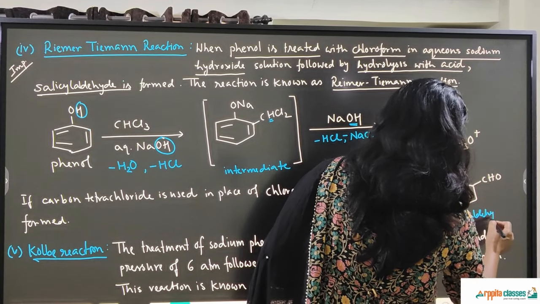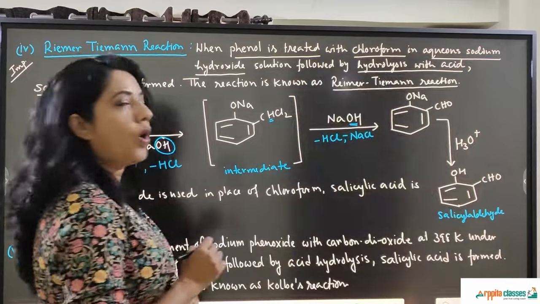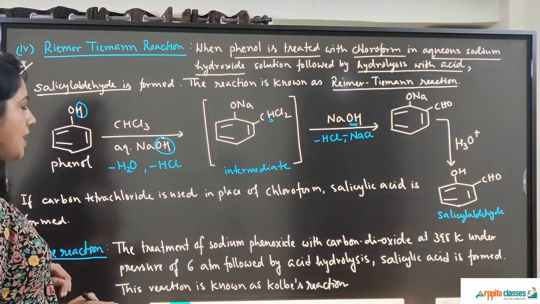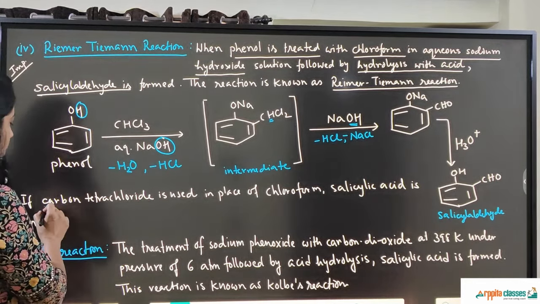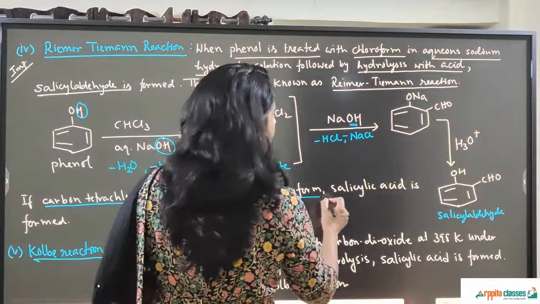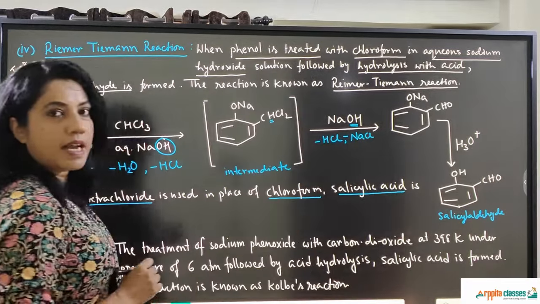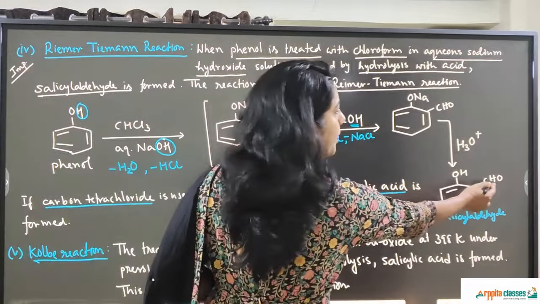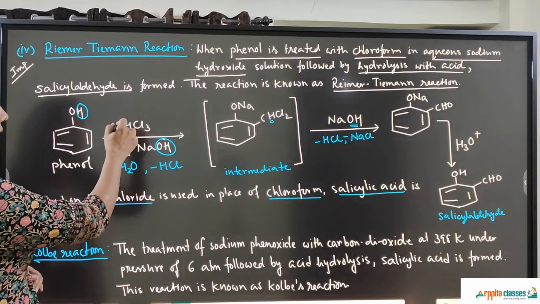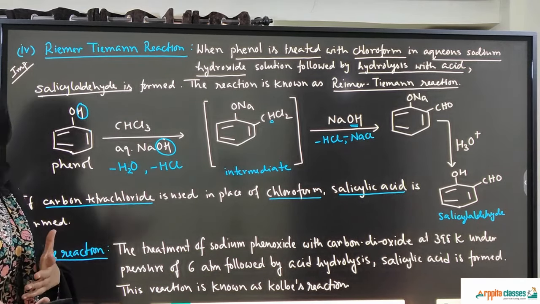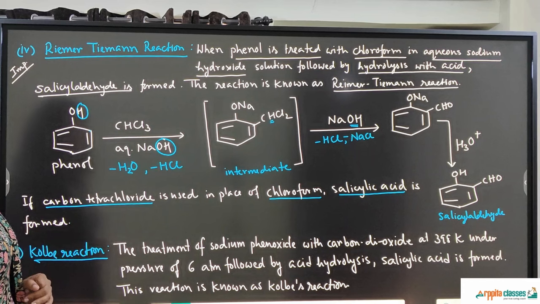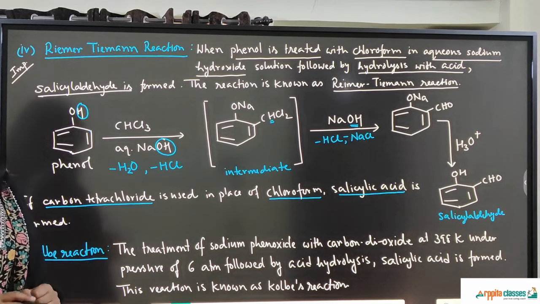Salicylaldehyde. Orthohydroxybenzaldehyde is also called salicylaldehyde. Commonly it is known as salicylaldehyde. Now in this particular reaction, if you use carbon tetrachloride in place of chloroform, then you get salicylic acid. Salicylic acid means only the CHO group will be converted into COOH. Remember, if you use carbon tetrachloride here instead of CHCl3, that is chloroform, we will get salicylic acid. So this is your Reimer-Tiemann reaction.